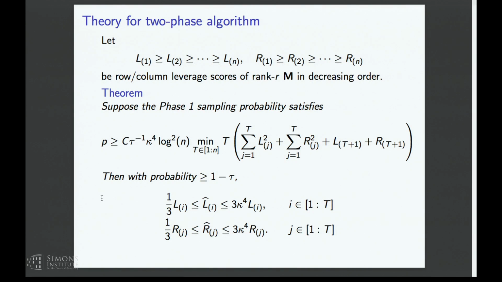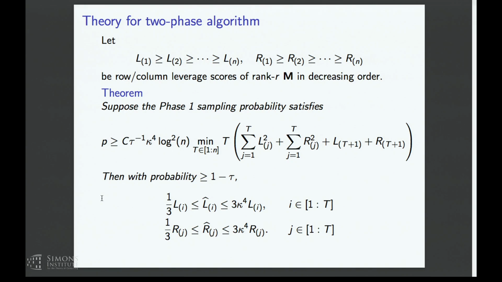So we can prove some things about this algorithm. We're going to write the left and right leverage scores in decreasing rearrangement. That's why I put the parentheses around 1, 2, and n. So assume they're in decreasing rearrangement.